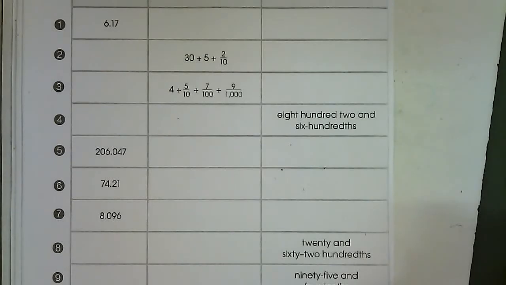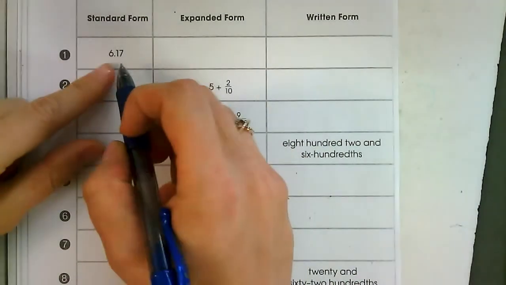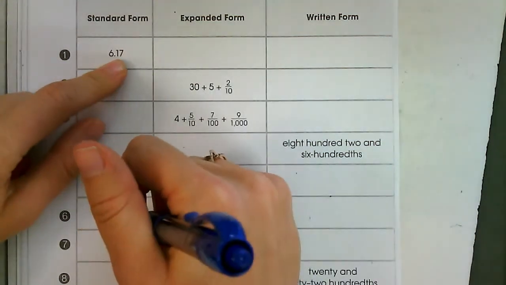All right, here is our video for tonight's homework for Monday, October 24th. We're going to complete the chart writing our decimals in standard form, expanded form, and written form. So looking at the first one, we see that this is 6 and 17/100.